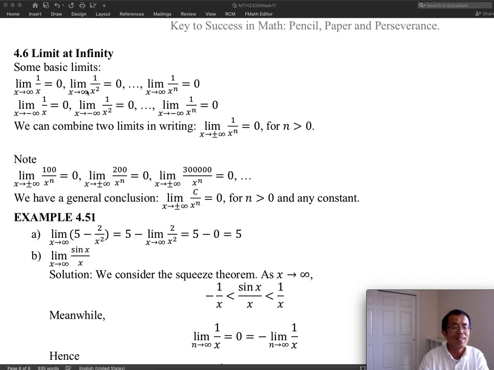Okay, and similarly, the limit as x approaches infinity of 1 over x squared is still 0. And indeed, we can get this in a more generalized result. The limit of 1 over x to the power n, as long as this n is positive, is just 0.